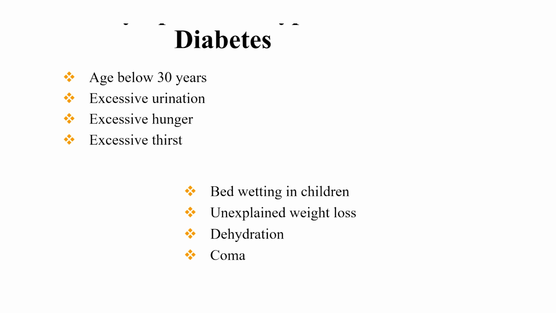So once again, I would like to explain in short what exactly diabetes is. In diabetes type 1, the age is below 30, generally 15 to 17, below 20 years of age. Symptoms are excessive urination, that is polyuria, excessive hunger, that is polyphagia, and excessive thirst, that is polydipsia. So these are the three polys as far as diabetes is concerned. Other symptoms are bed wetting in children, unexplained weight loss, dehydration, and sometimes coma.